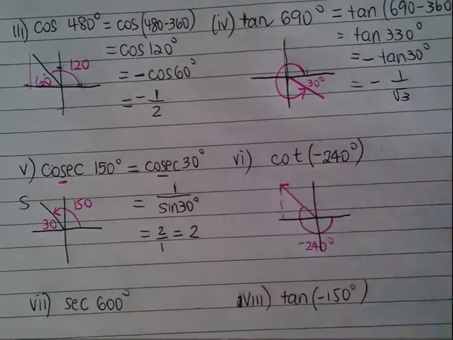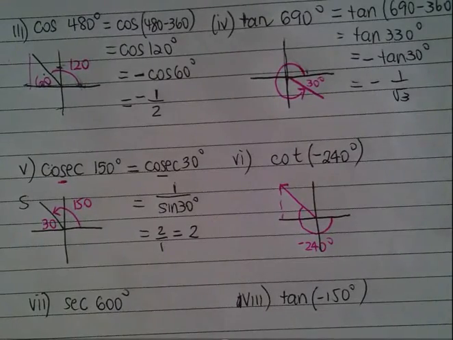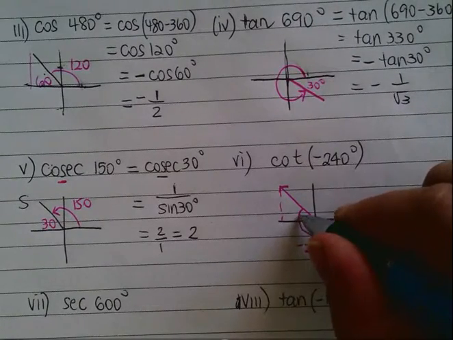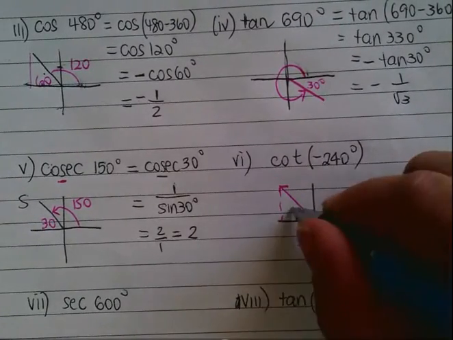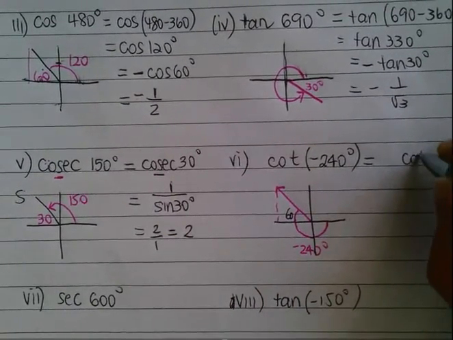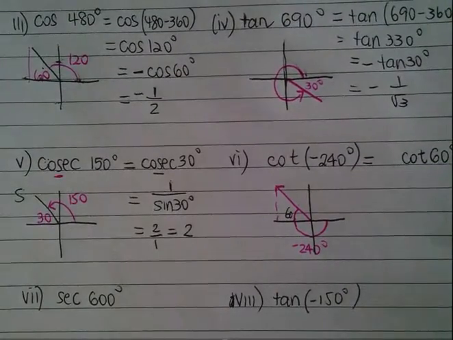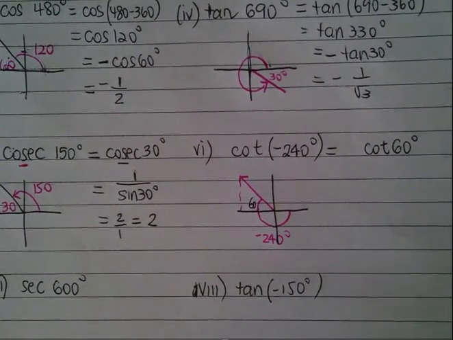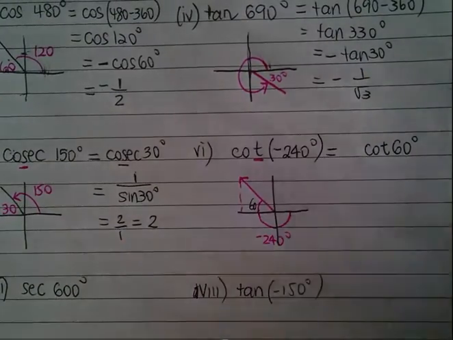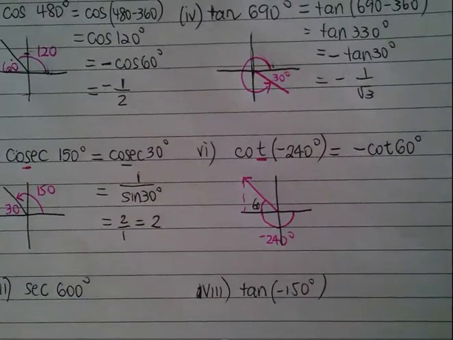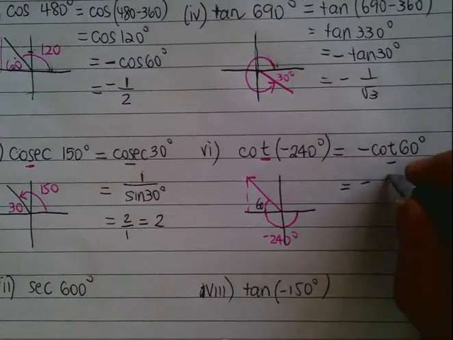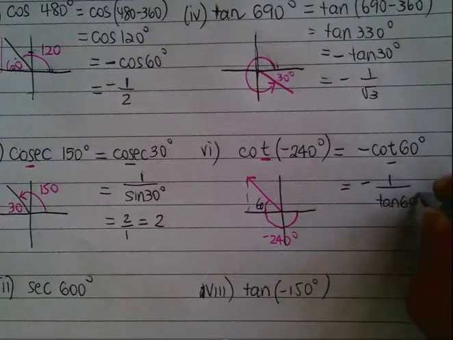It's just telling you which way to go around. You still just need to know the angle here. Which one is it? If that's -90, -180, this is 60. So it's the same as cot of 60, but is it going to be positive or negative? Cot, look at cot's third letter. It's whatever tan's going to be. It's negative, because tan's negative there, and cot is 1 on tan. So this is negative 1 over tan 60.